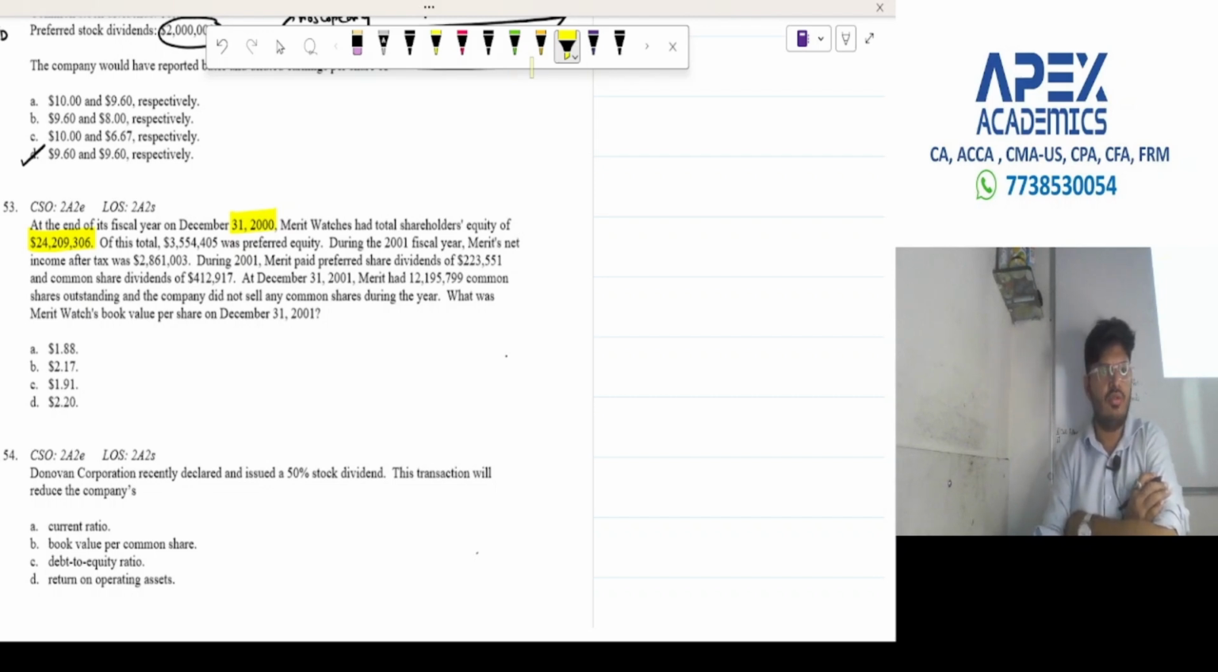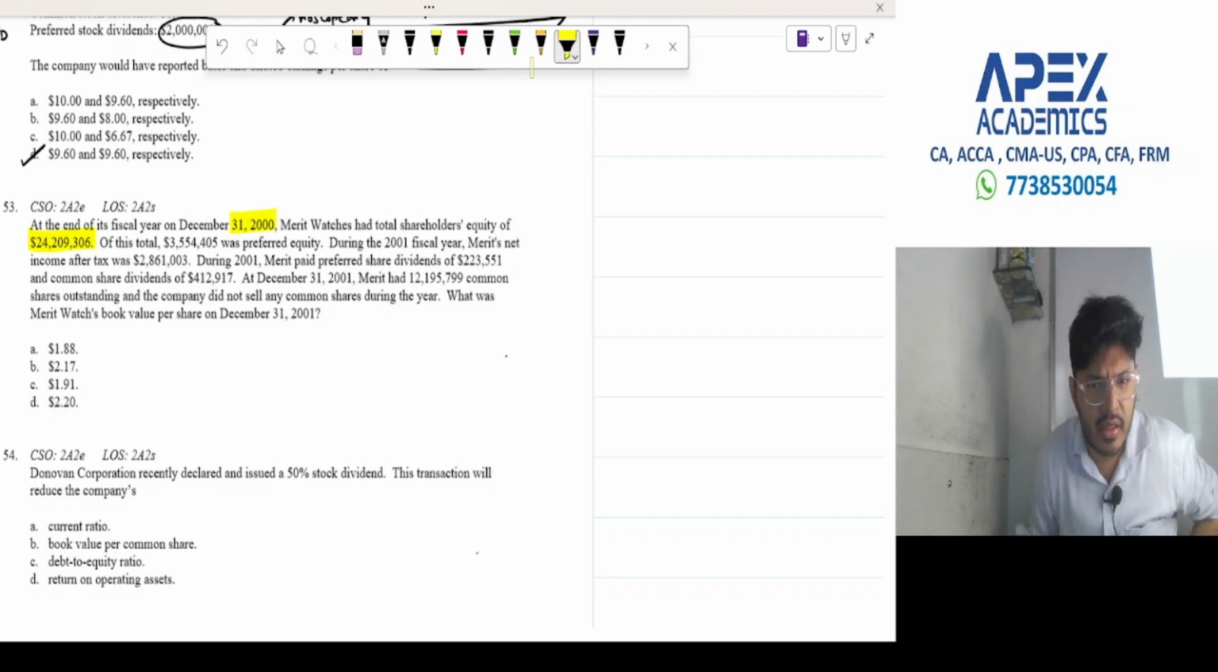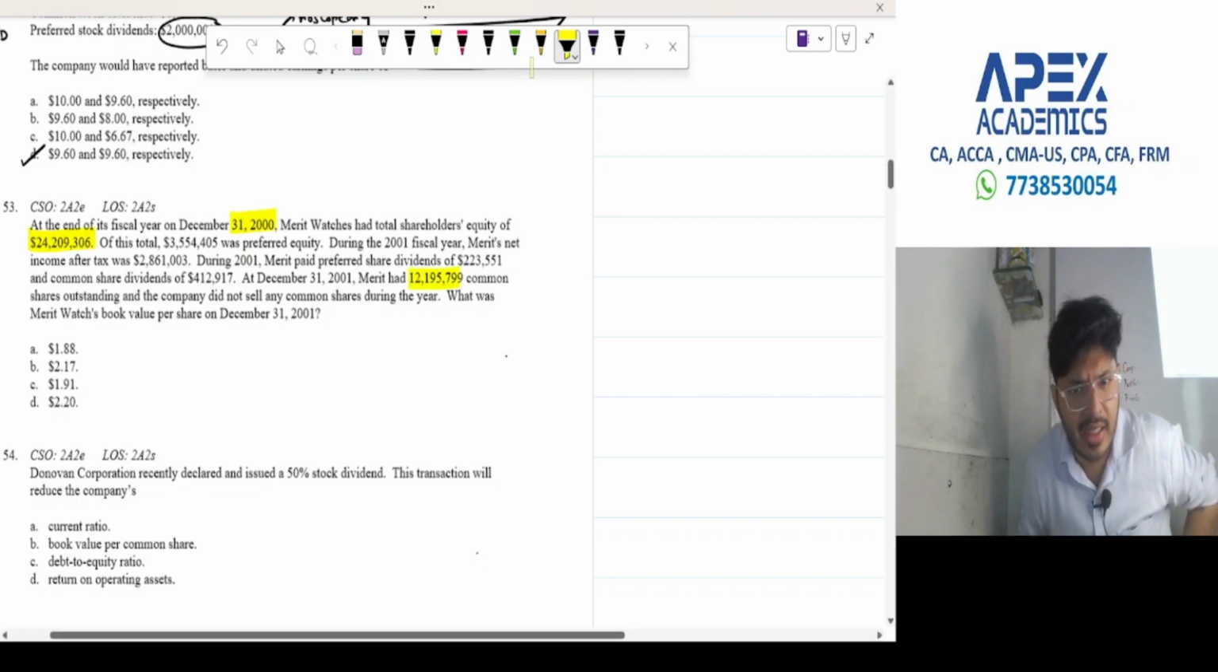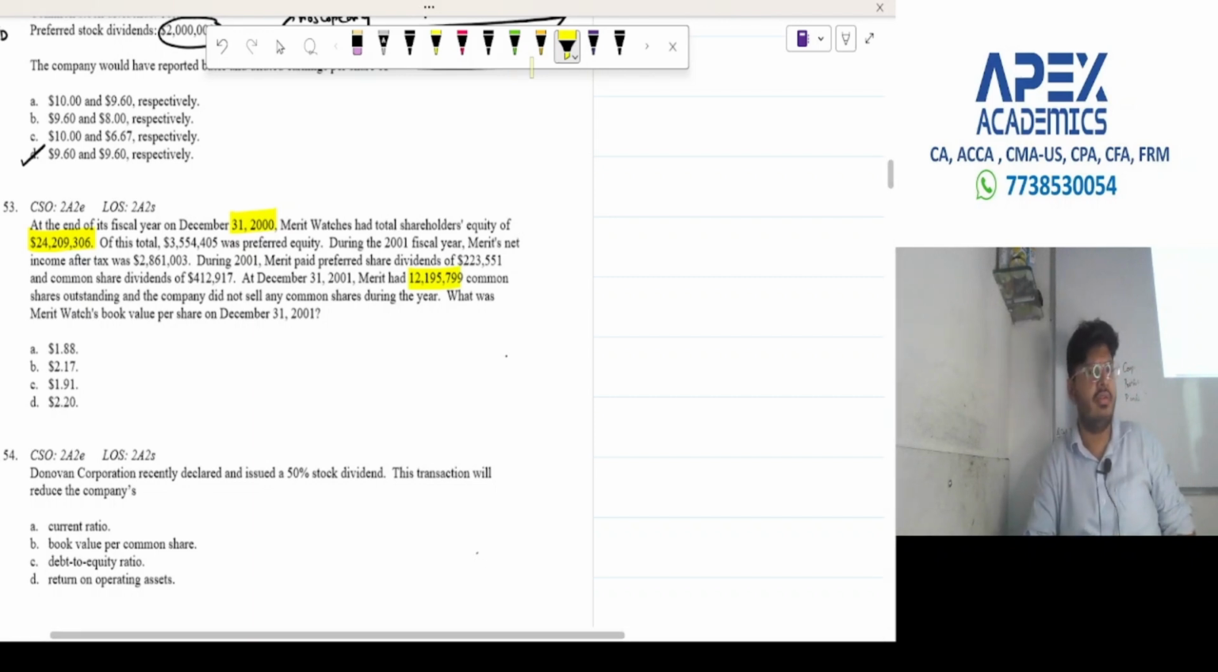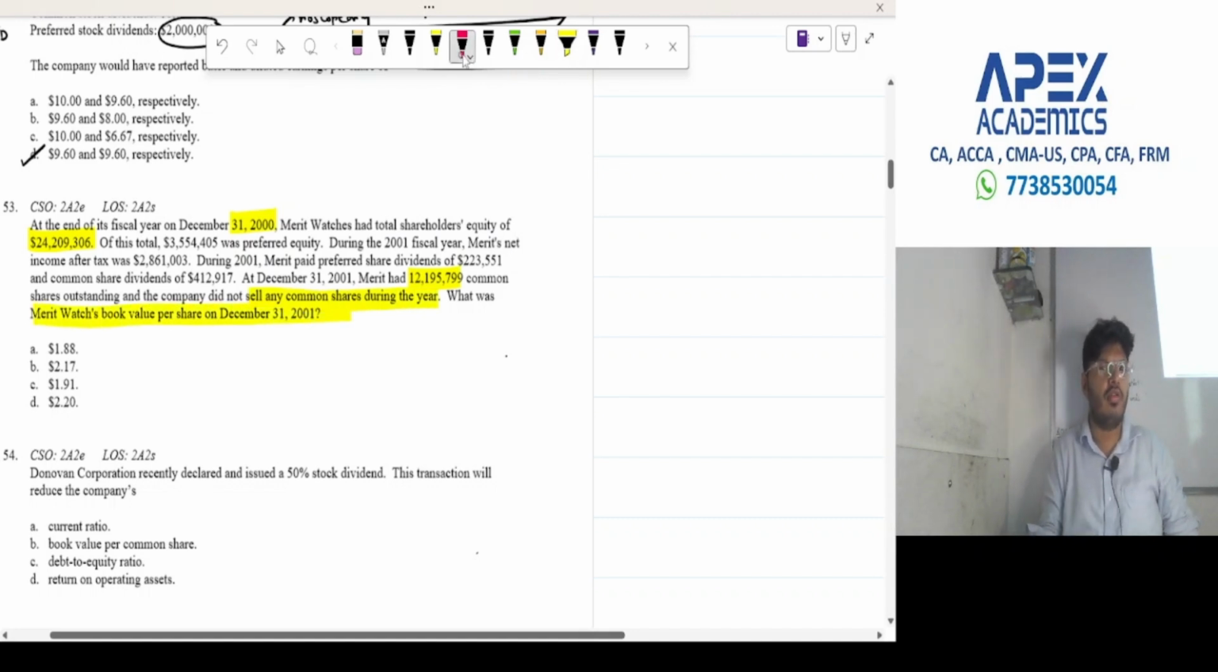During the fiscal year 2001, Merit's net income after tax was 28 lakh 61,003. During 2001, they paid a preference share dividend of 2 lakh 23,551 and an equity share dividend of 4 lakh 12,917. On 31st of December 2001, Merit had 1 crore 21 lakh 95,799 equity shares outstanding, and the company did not sell any shares during the year. What was Merit's book value per share?